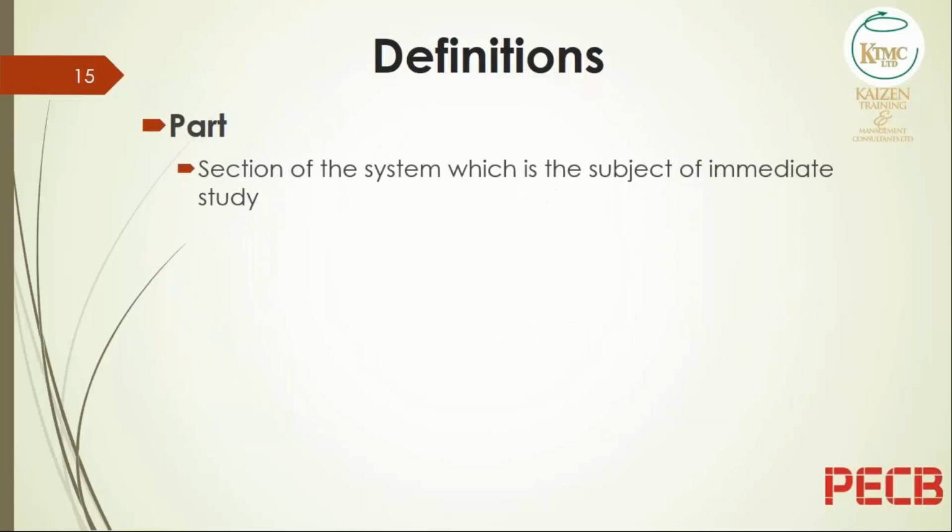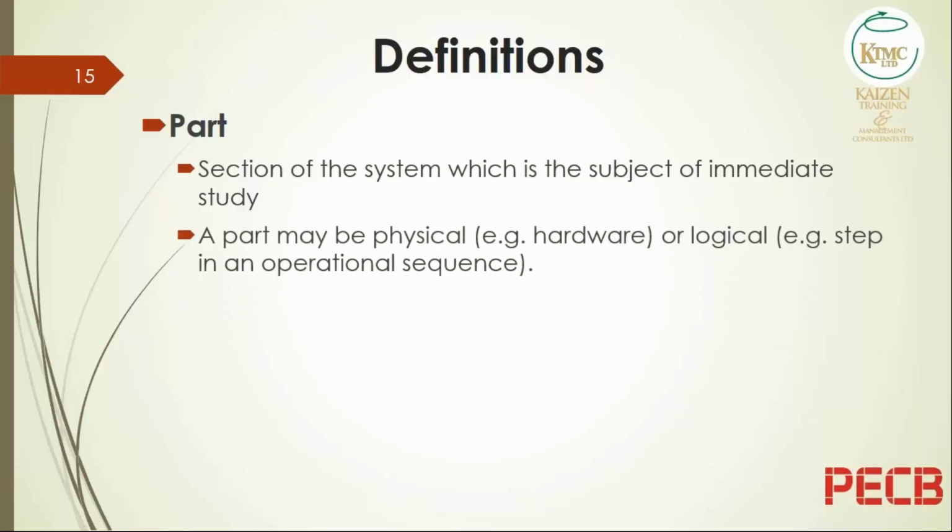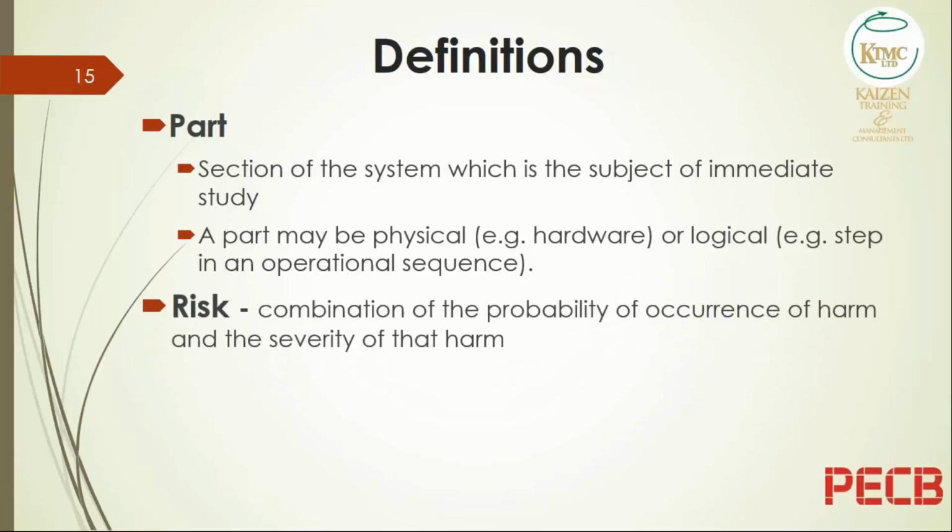Part is simply a section of the system which is the subject of immediate study. Sometimes we refer to a node, which is depicted on the piping and instrument diagram. A part may be physical, for example hardware, or logical, a step in an operational sequence. Risk: this is a combination of the probability of occurrence of harm and the severity of that harm. We principally think about likelihood and consequence.